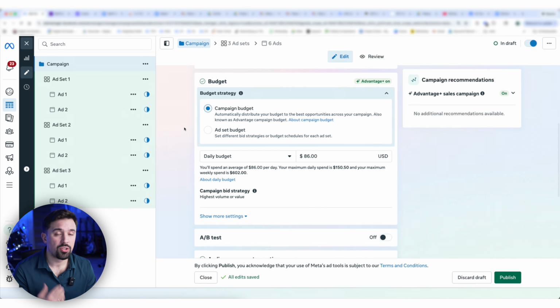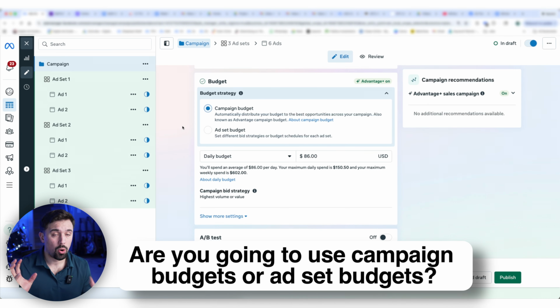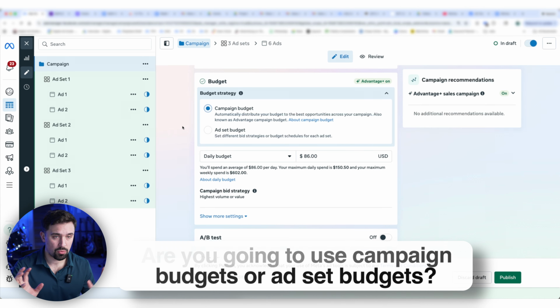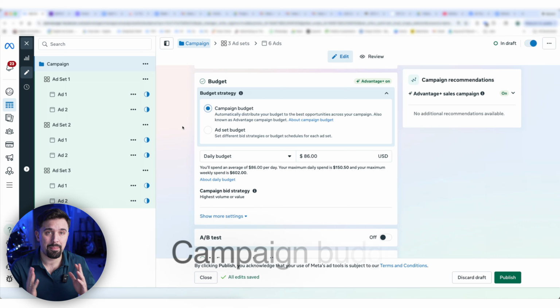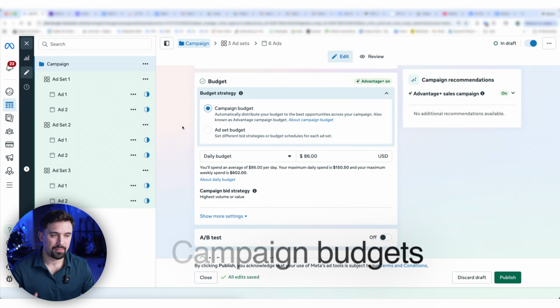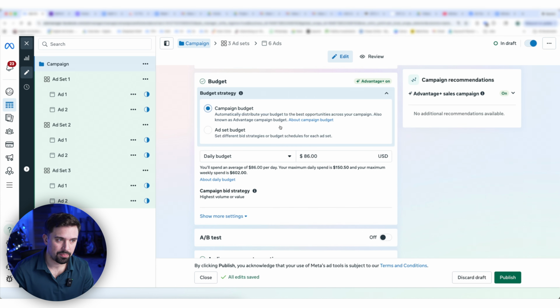Okay, so when you set up a campaign, you have a choice to make. Are you gonna use campaign budgets or ad set budgets? I'm gonna talk to you about each one and the pros and cons. Let's first start with campaign budgets. What does that mean? When you choose campaign budget, and let's say you decide to do $100 a day, for example, that means that you're giving $100 a day to this campaign, and Meta is going to decide how much each one of these ad sets is going to get of your daily budget per day.